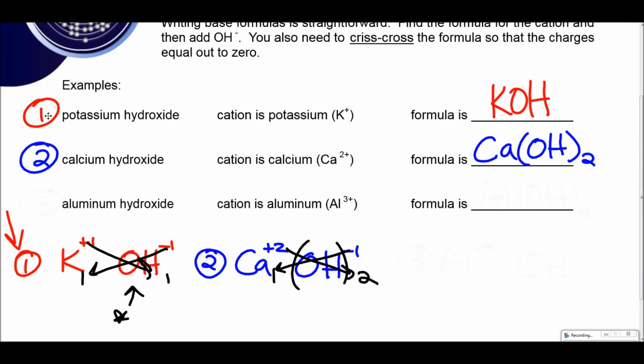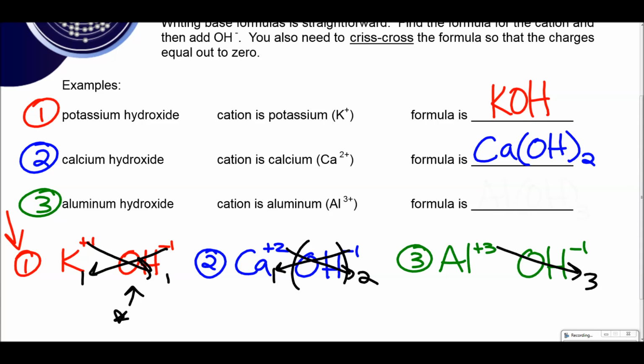Our third example, aluminum hydroxide. We need to list out our ions. Aluminum is a +3 and OH is a -1. So when we crisscross our charges here, the 3 from the aluminum comes on the outside of the OH, again using your parentheses, and the 1 comes down to the aluminum. So your final answer is Al(OH)3.